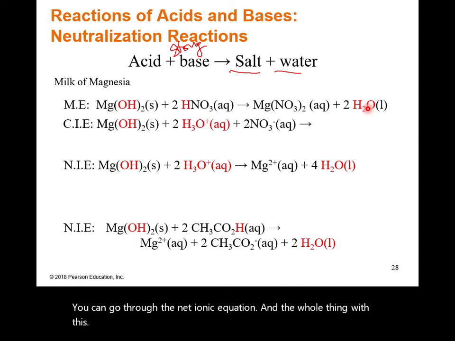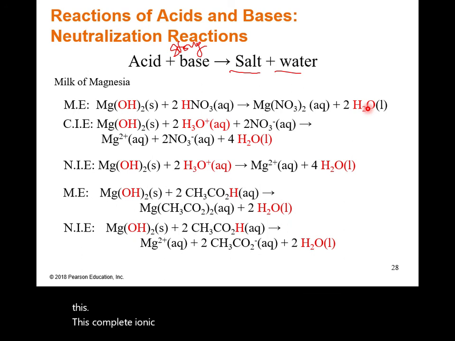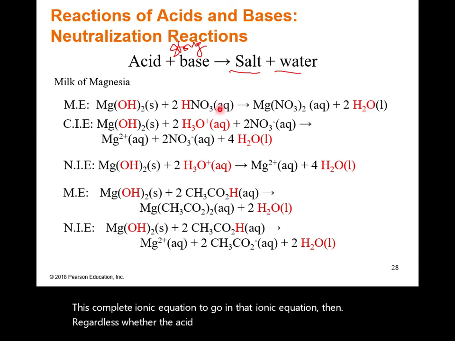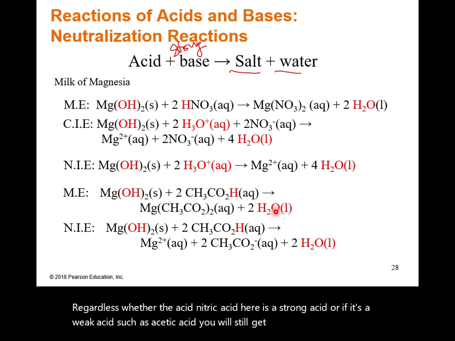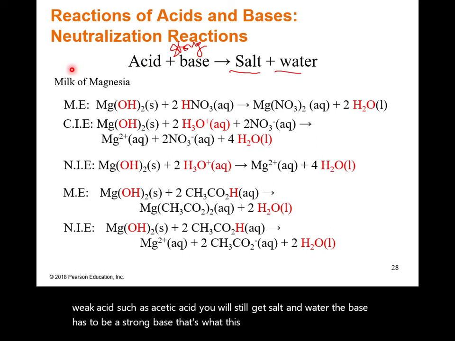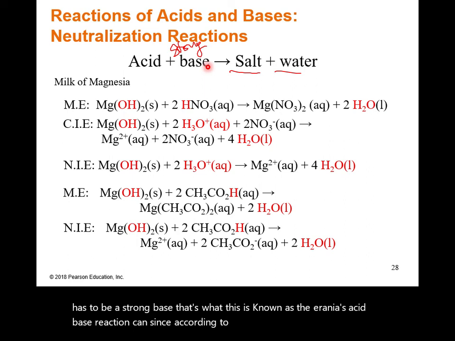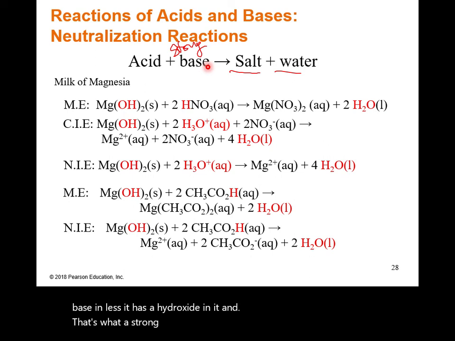You can go through the net ionic equation and the whole thing with this. This is the complete ionic equation, then you go to the net ionic equation. Then, regardless whether the acid, nitric acid here, is a strong acid or a weak acid such as acetic acid, you will still get salt and water. The base has to be a strong base. That's what is known as the Arrhenius acid-base reaction, since according to the Arrhenius definition, it can't be a base unless it has a hydroxide in it, and that's what strong bases are, that they have hydroxide in them. And we'll come back and talk about what strong bases are.